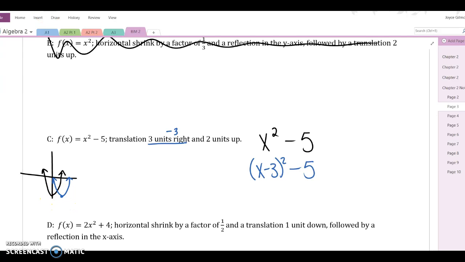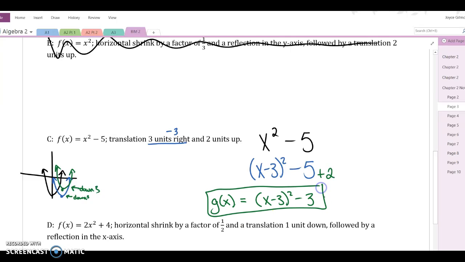And then we need to move the graph 2 units up. Think about it. If we're down 5 right here, when we move up 2, we are still going to be down 3 units. So what we're doing is adding 2 units up, add 2, and the result is -3. We started 5 units down, we're moving 2 units up, so we are still 3 units down. So our final equation is g of x equals the quantity x minus 3 squared minus 3.